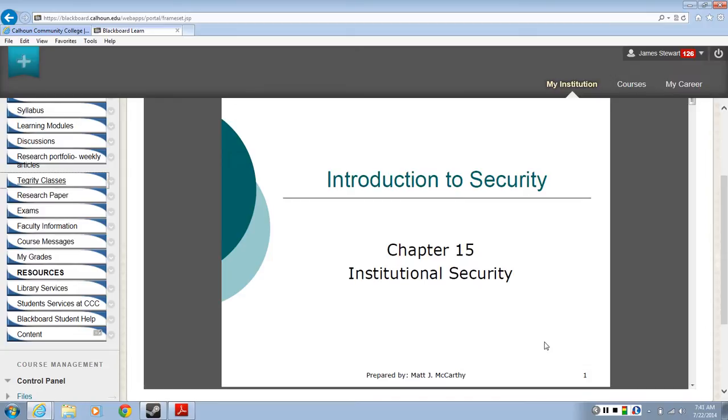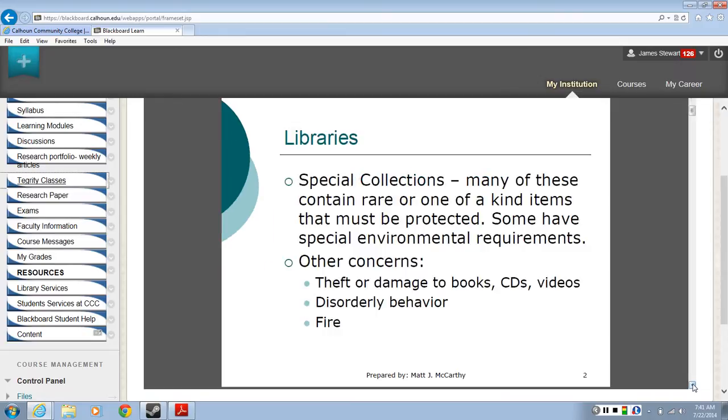So I'm going to skip some of these slides simply because you can read these slides too, but I'm just going to kind of talk and give you some ideas in regard to institutional security. Libraries. Libraries are important and need to be secured because a lot of them contain special collections, very rare, one-of-a-kind books or items. Some libraries are almost like a museum. They have more things than just books. They do have some other exhibits that people come to look at, that really are interactive, something that you can go there and see.